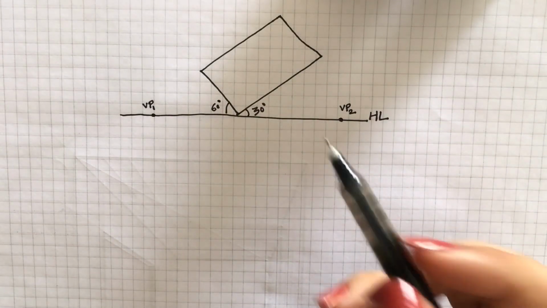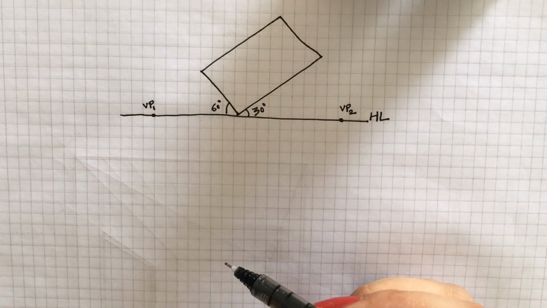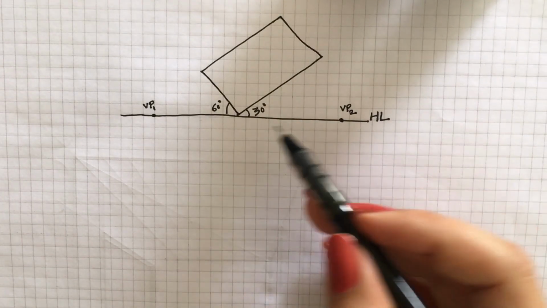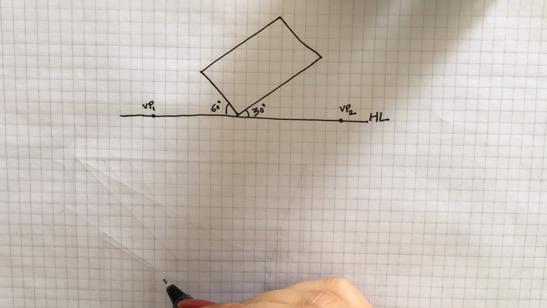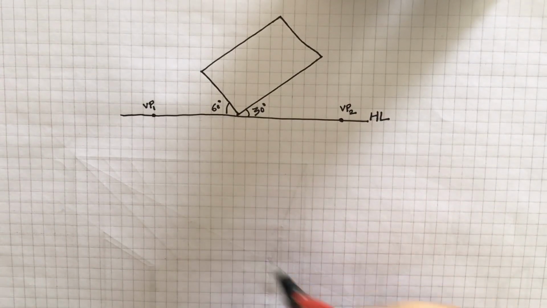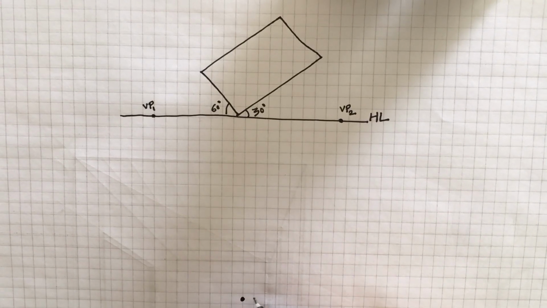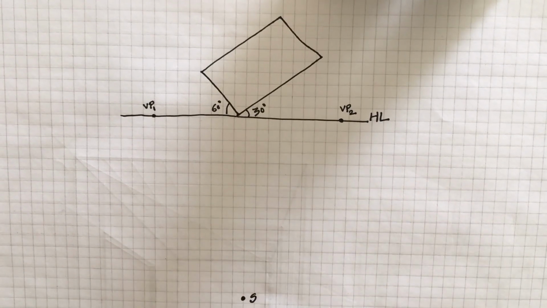Now we need to choose a station point. A station point is again up to you. You can choose it anywhere, here, here or here. So I marked it here. It's called my station point.